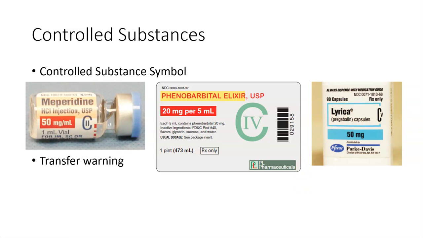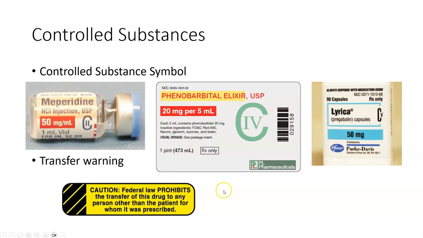One of the things with controlled substances is that when we dispense a prescription to a patient, it has to have a transfer warning. So not only are we seeing the Rx only information, but the transfer warning: caution, federal law prohibits the transfer of this drug to any person other than to whom it was prescribed. If somebody has a prescription bottle for someone else and they're found in possession of it, they could actually be arrested. Only the person whose name is on the bottle should be in possession of that bottle.